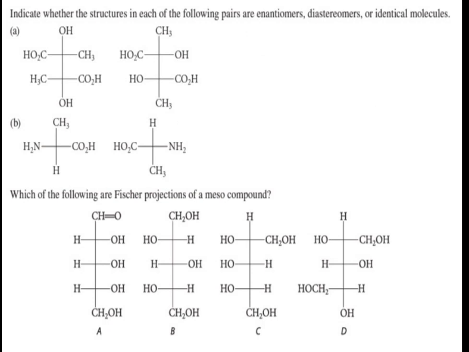Now this is a homework for all of you, that you have to indicate whether the structures in each of the following pairs are enantiomers or diastereomers or identical molecules. I can help you: at first, take this CH3 in this vertical position and this CH3 in this vertical position. Then you will get that these two are identical molecules. This one and this one are identical. And in case of this one, just simply rotate it 180 degrees on the plane of the paper. So you will get this.